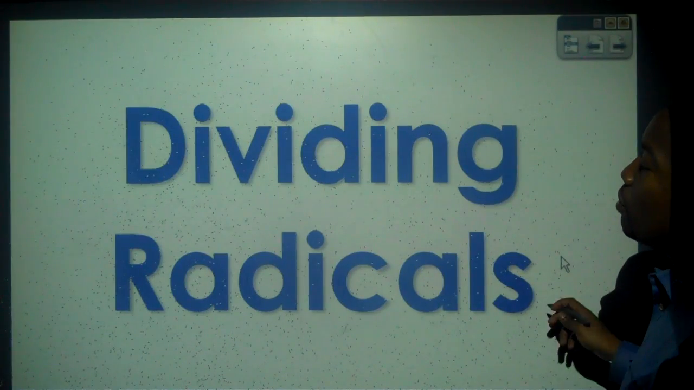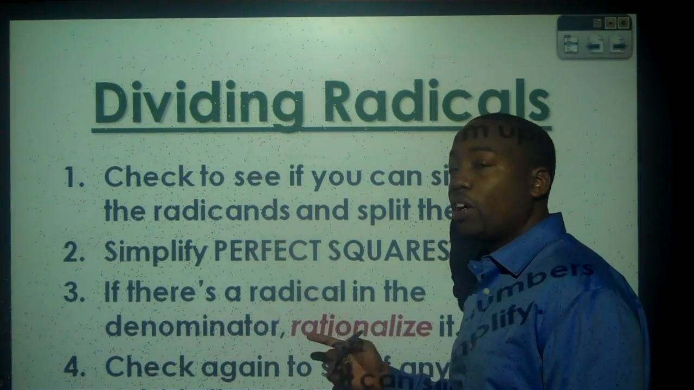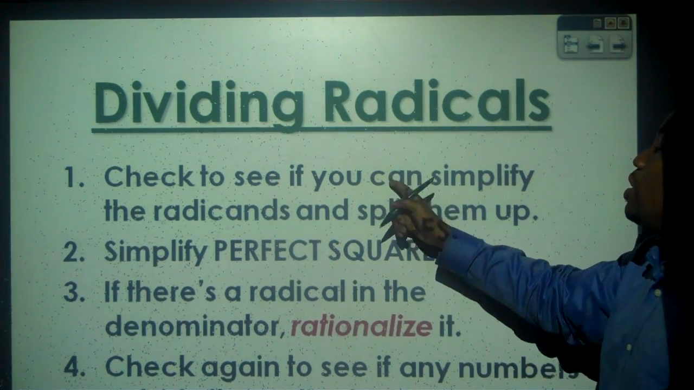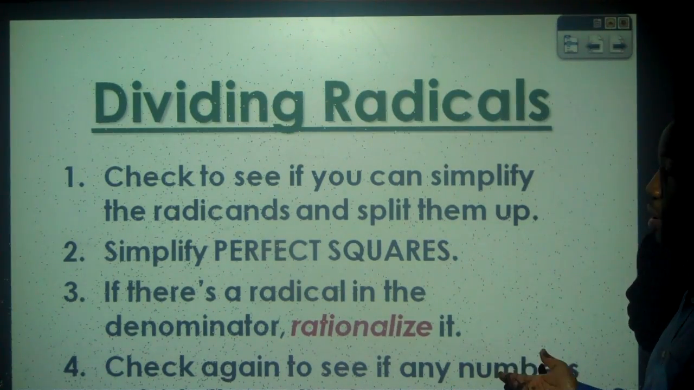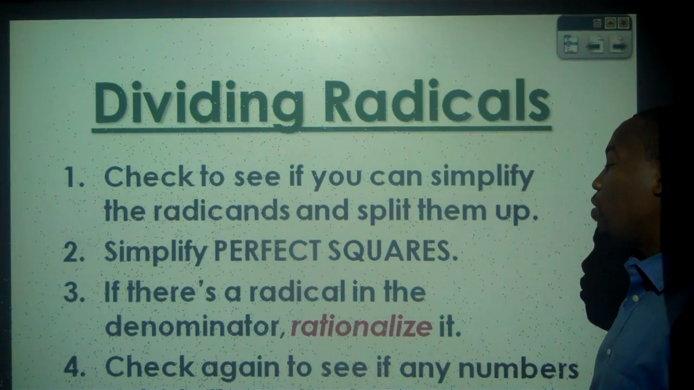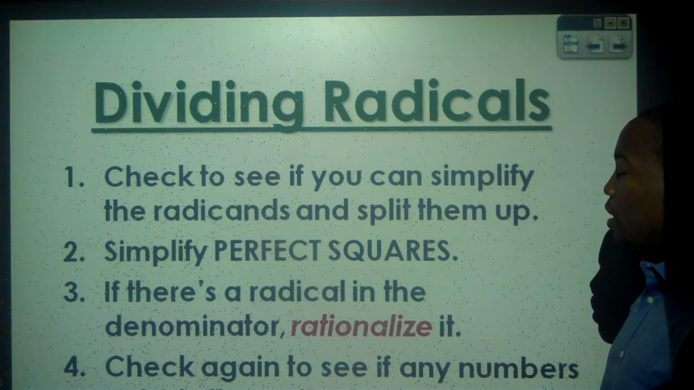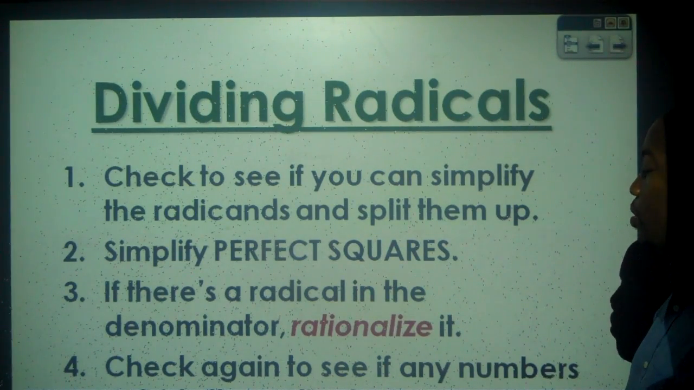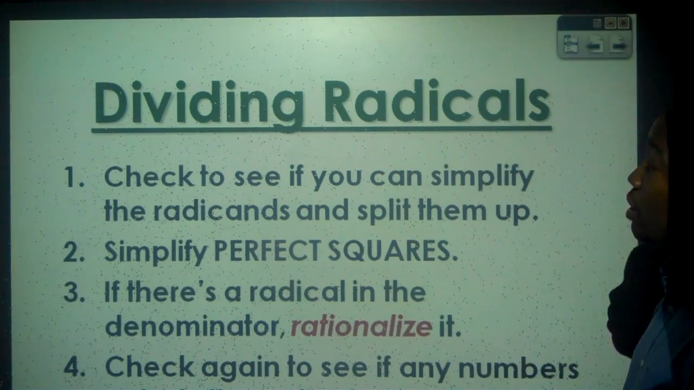Now dividing has a couple more steps, a couple little more things that you need to know. So let's first talk about what you need to know. Check and see if you can simplify the radicands and split them up. Simplify perfect squares. If there is a radical in the denominator, rationalize it. Check again to see if there are any numbers outside the radical, and if so, simplify.